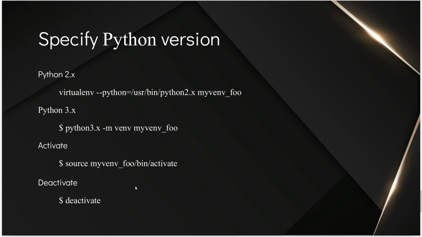Like I just showed you, you can specify the Python version that you want to use in a virtual environment. I used Python 2.7 and 3.8. I could also have used Python 3.6, 3.7, 3.9 or whatever version that I wanted to use with the venv command, and similarly with the virtualenv command, I could have used Python 2.1 up until Python 3.